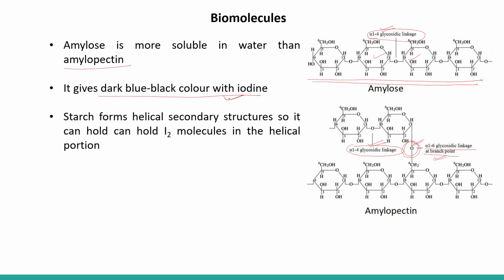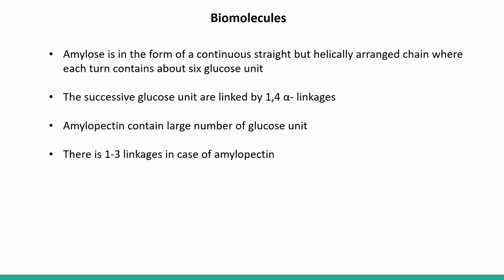Now, here comes why starch gives a dark blue-black color when it is treated with iodine. Because of the branched structure and the helical secondary structure of starch, it can hold iodine molecules in the helical portion, and that gives the dark blue-black color. So this is the structure of starch, which has two components, amylose and amylopectin.